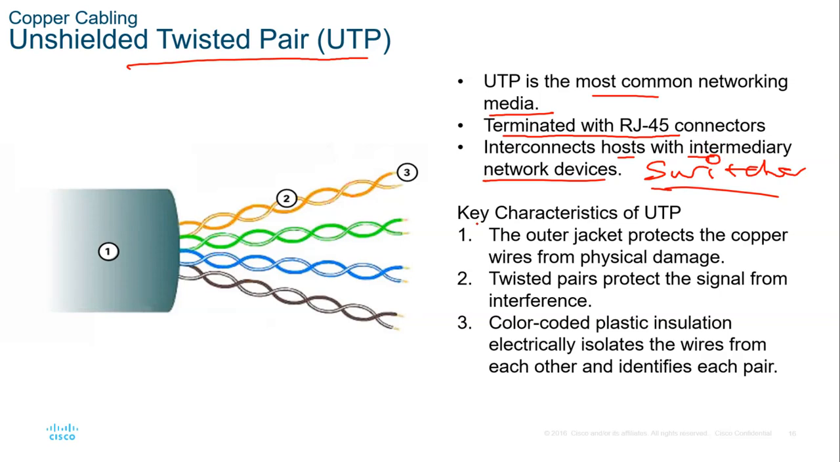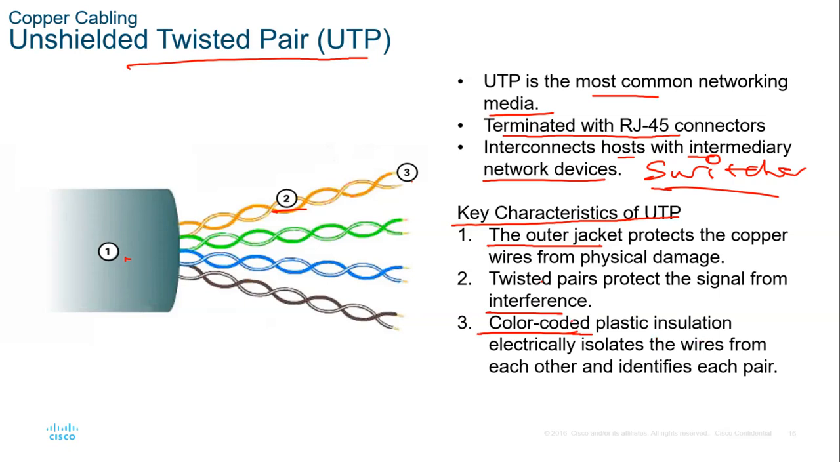Switches. Key characteristics, as you can see. The first one is the outer jacket. The second is the twisted pairs, which protect signals from interference. Then third, we have the colors. As you can see, they do have different color codes.